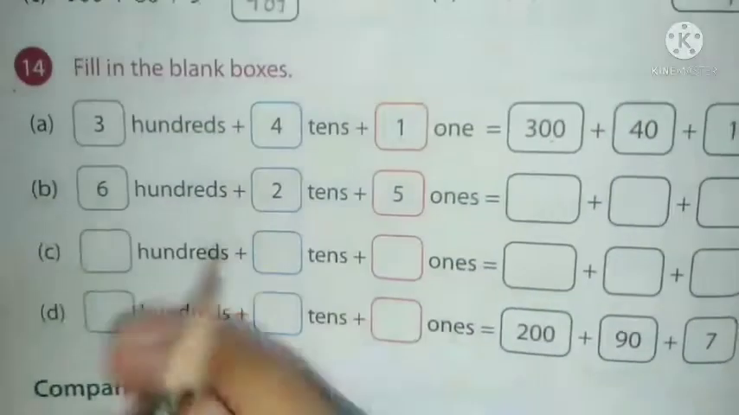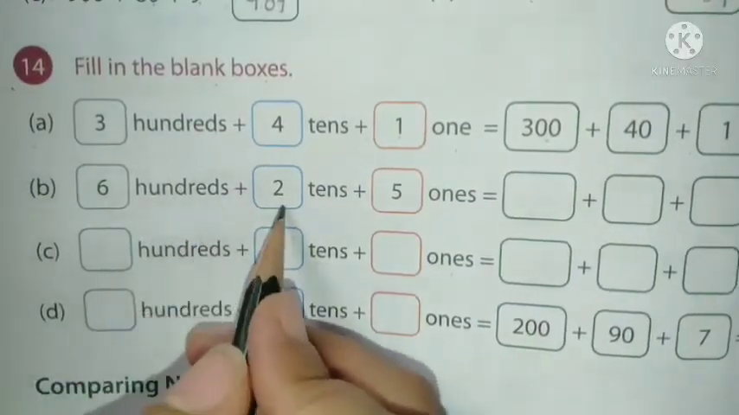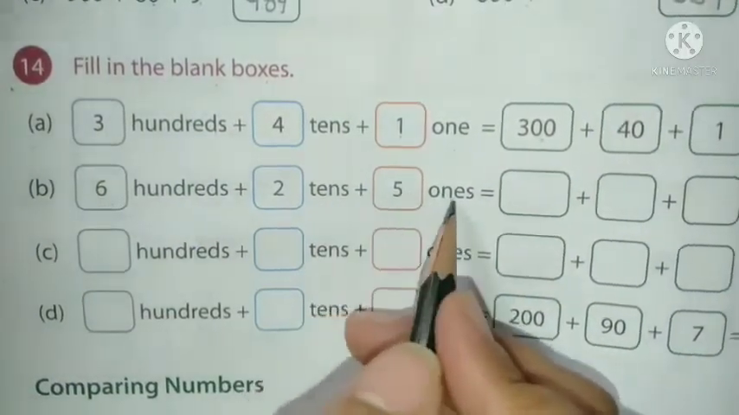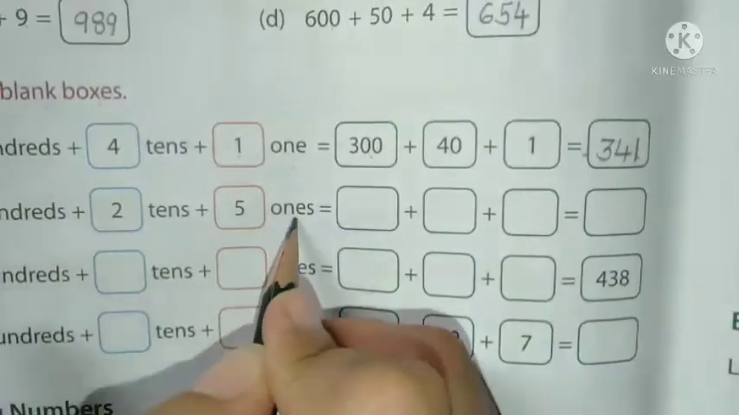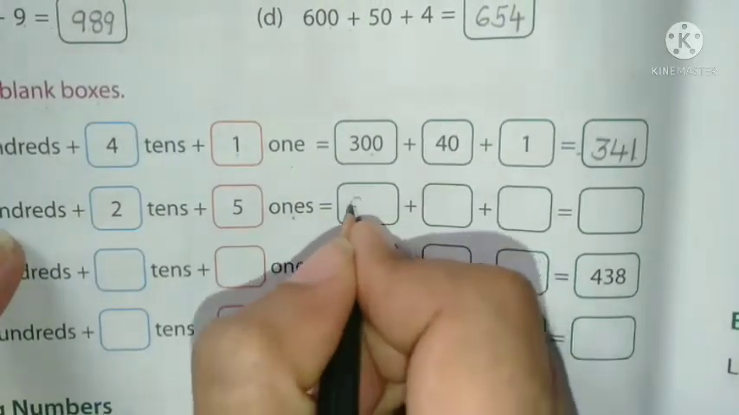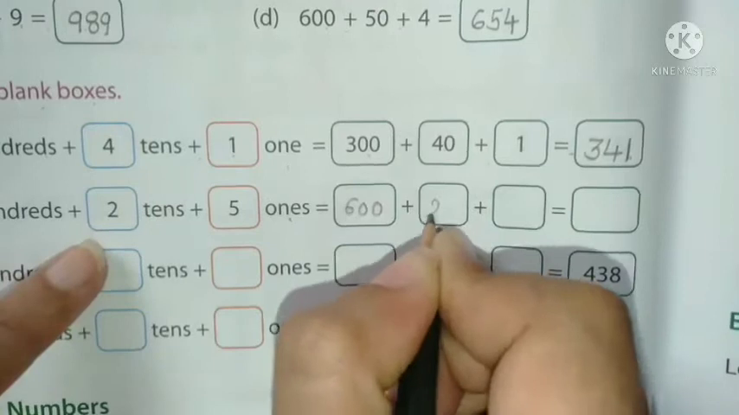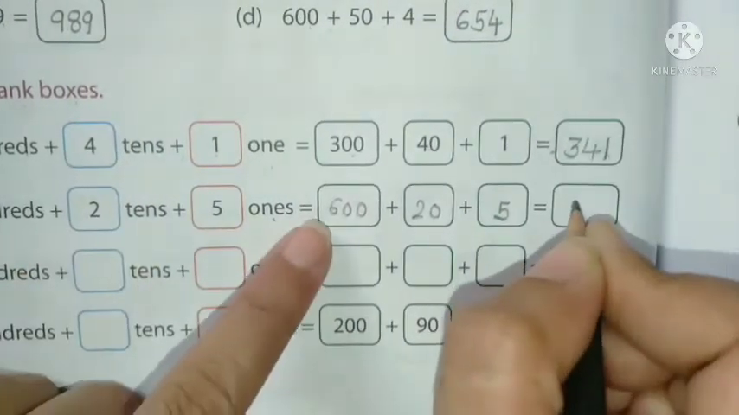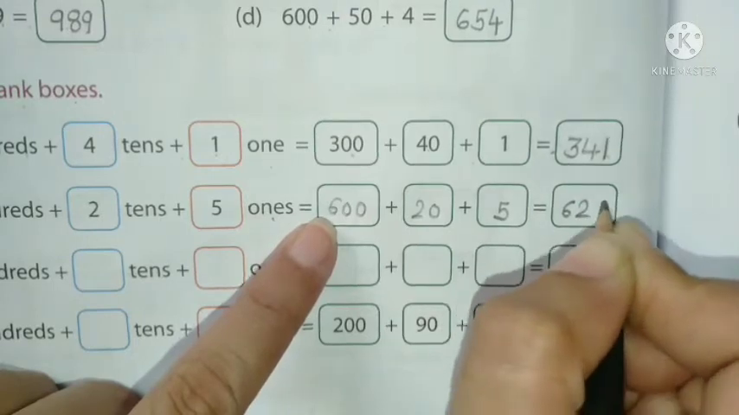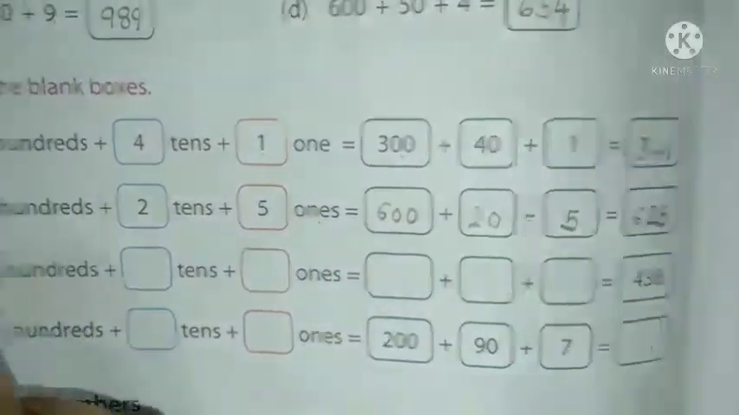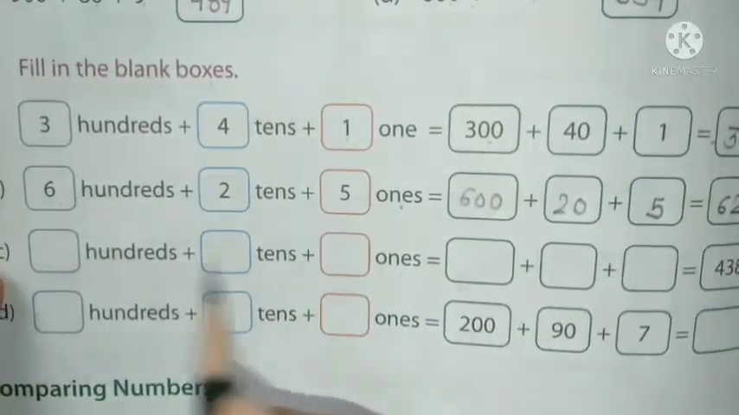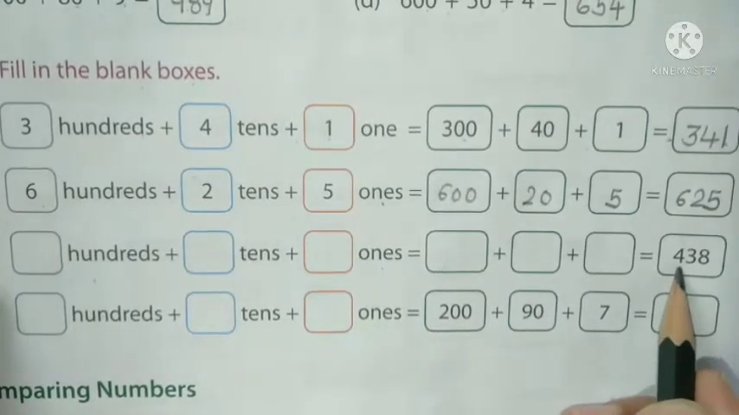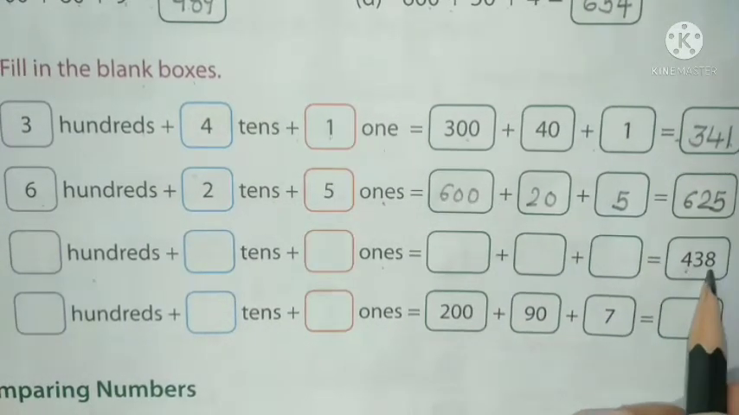Next, 600 plus 2 tens plus 5 ones. So how we will write? How we will expand these numbers? 600 plus 20 plus 5. So what is the short form of these numbers? 625. Next, students, here number is already given here 438.